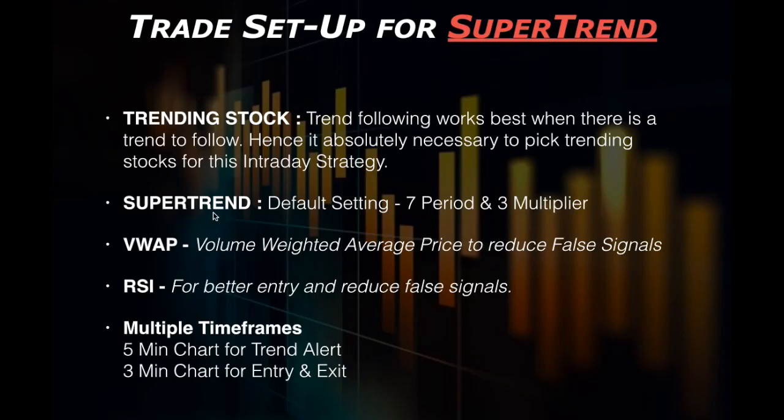Alright, so the next setting that we need is the Supertrend default setting of 7 period and 3 multiplier. We need volume weighted average price to reduce false signals. We need RSI for better entry points and to reduce false signals. And we use multiple time frames, a 5-minute chart for trend alert and a 3-minute chart for entry and exit points. So let's put the necessary indicators on our selected stock, that is Escorts.